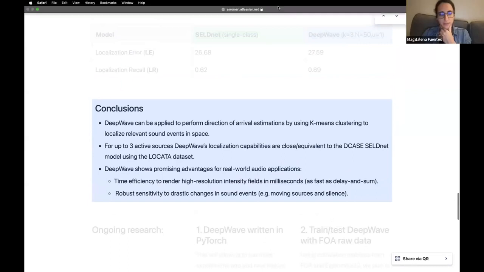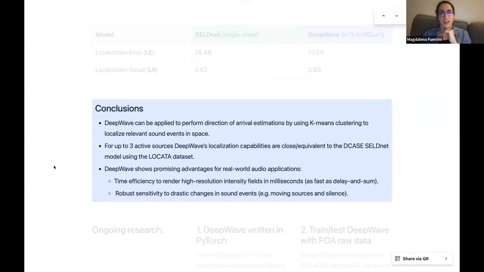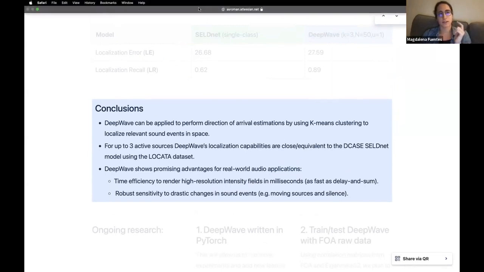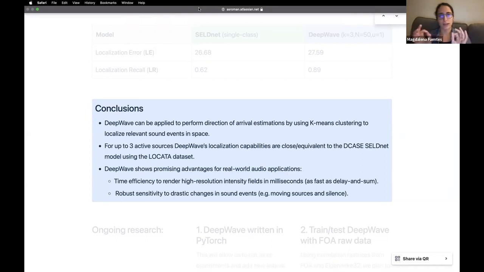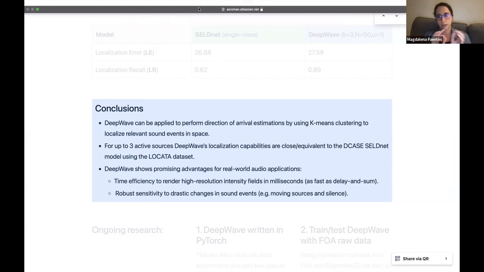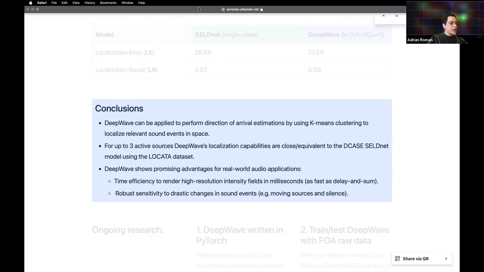Maybe I can explain a bit where my question was. By the way, very nice presentation, very clear and very nice work. I was just trying to understand how you trained that model, given that the model is predicting these intensity maps. But the labels of LOCATA, if I understand correctly, are points in space, right? Exactly. So I'm just trying to understand how the model is trained in that way.